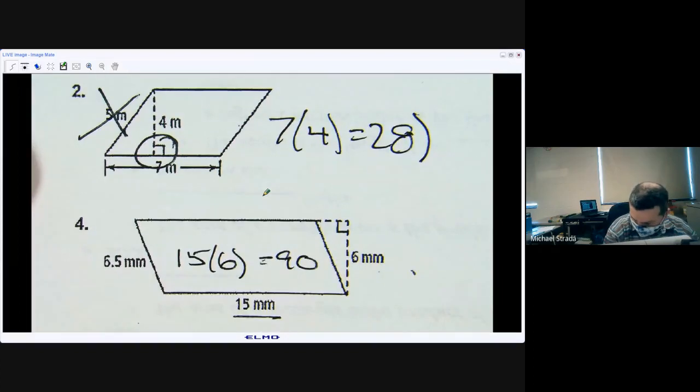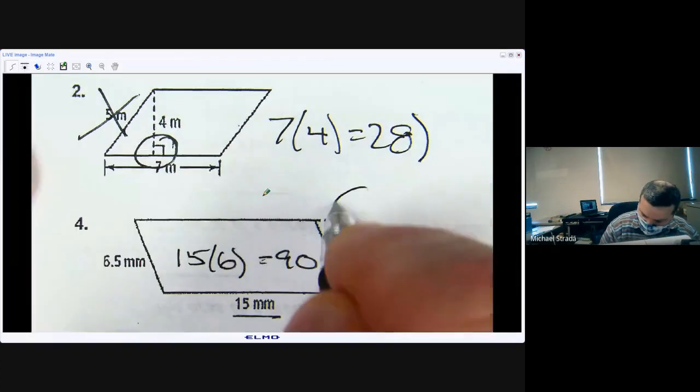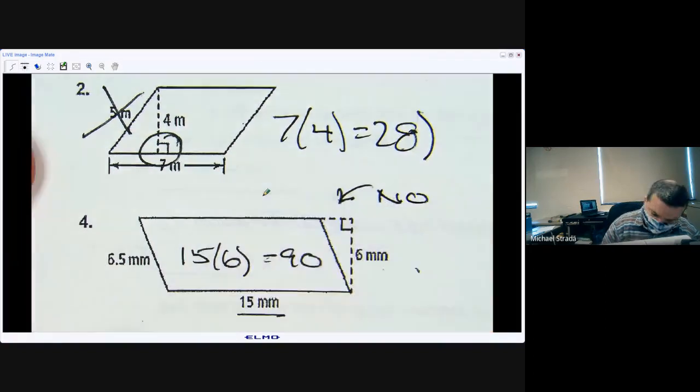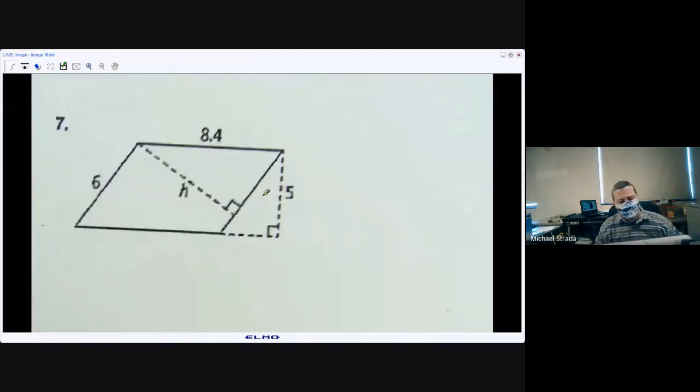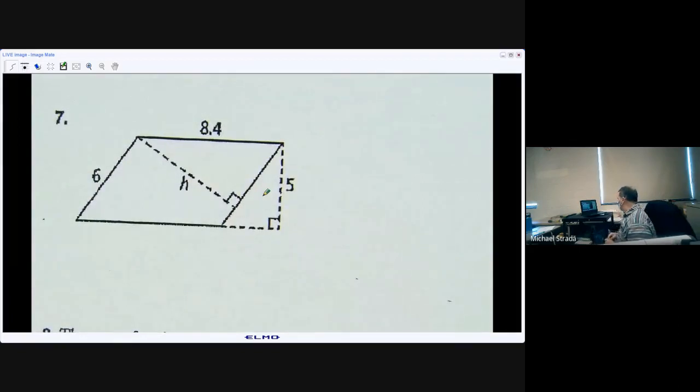All right, 15 times 6 is 90. Notice we don't use that. No. We don't use that. All right, so do me a favor to start off number 7, just find its area. You do not need to find H, you just need to find its area.